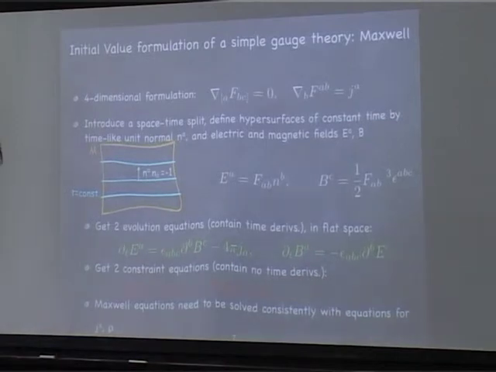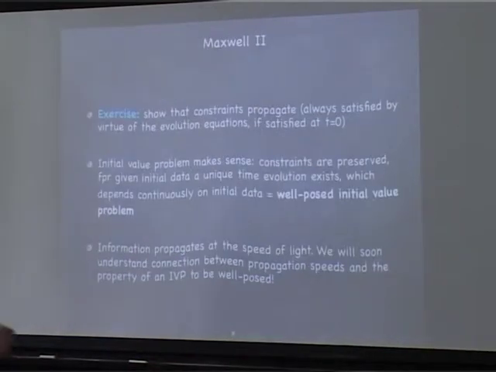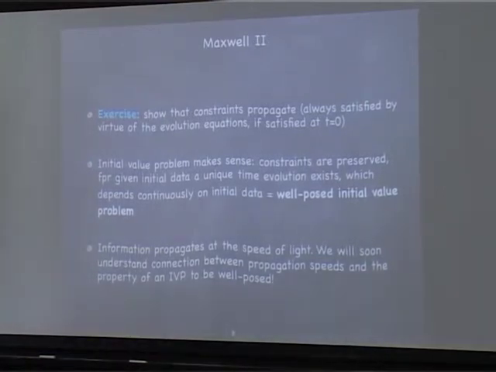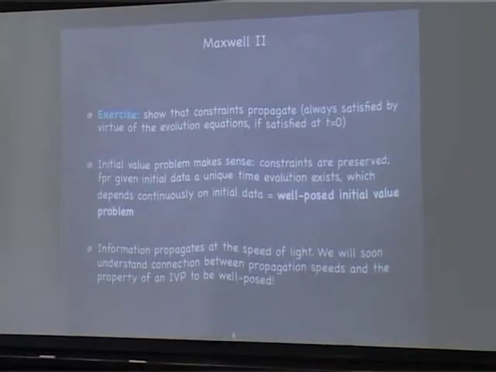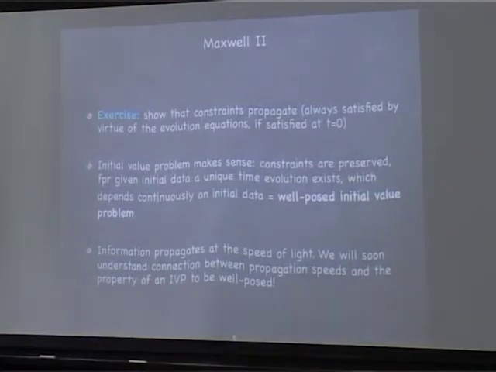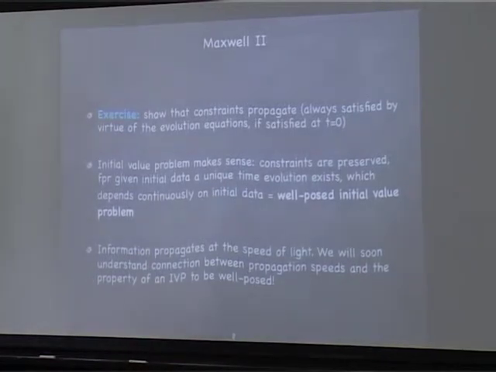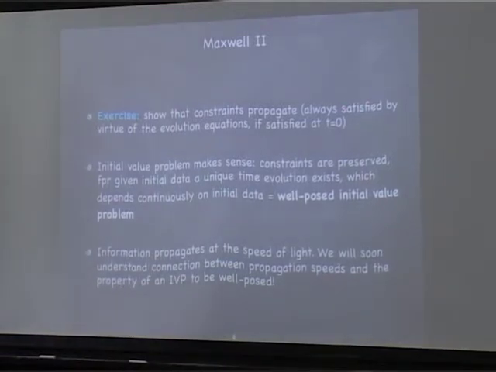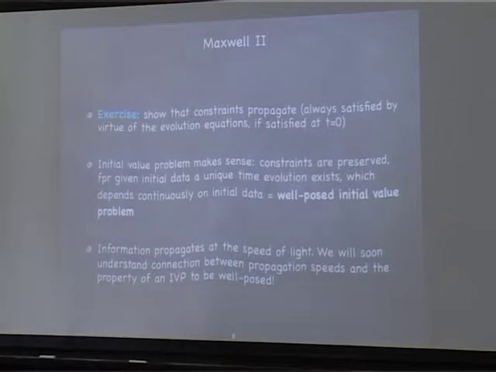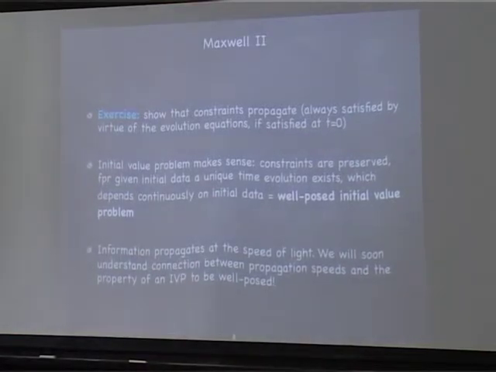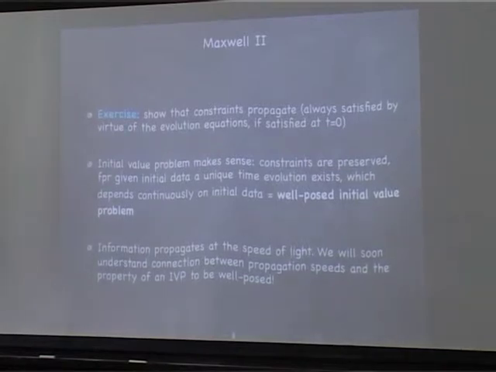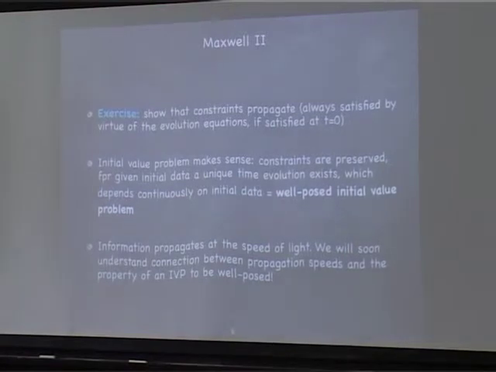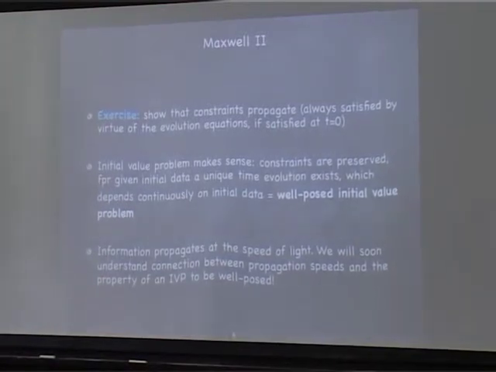Okay, so this is the basic setup. Important, we have these two types of equations. And then there's a very simple exercise that you can do, which I really recommend, just two or three lines. What you can show is that the constraints propagate, as we usually say. This means that the constraints are satisfied by virtue of the evolution equations if they're satisfied at t equals 0. If this weren't true, then the whole Maxwell theory wouldn't make much sense, because there's a restriction on the initial data, and if this restriction weren't preserved, this would not be consistent.